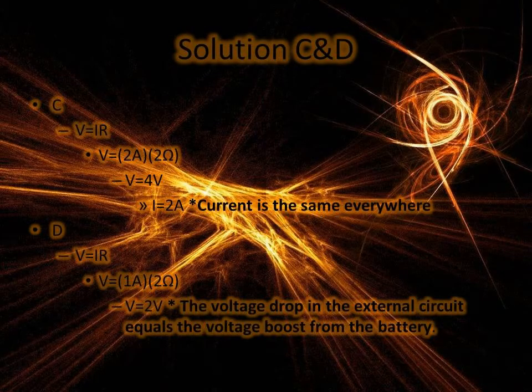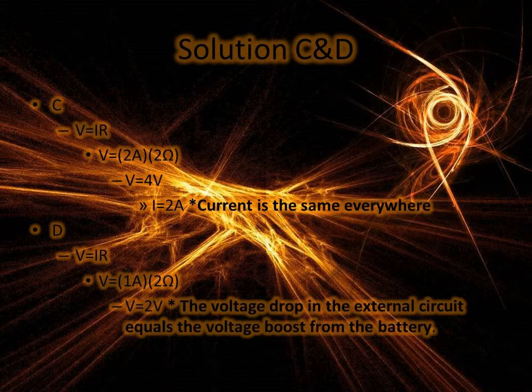For C, you're going to need to use the equation V equals IR. You're going to try and solve for your V, so your I is going to equal 2 A because the current's the same everywhere. And then your R is going to equal 2. So you're going to do 2 times 2 is going to equal 4, so your volts are going to equal 4.